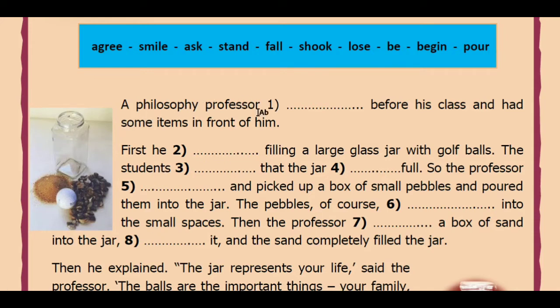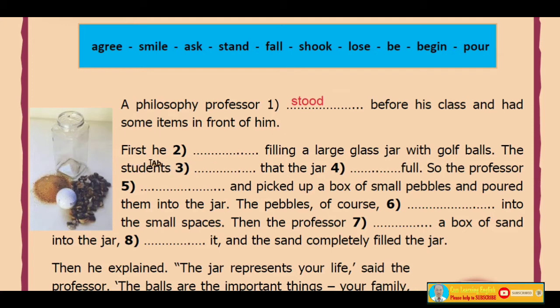A philosophy professor, number one, before his class and hid some items in front of him. So which verb do you have to complete for number one, everyone? A philosophy professor, number one, before. So you have to complete stand, right? So you have to change stand to stood. Okay, stood before his class and hid some items in front of him.